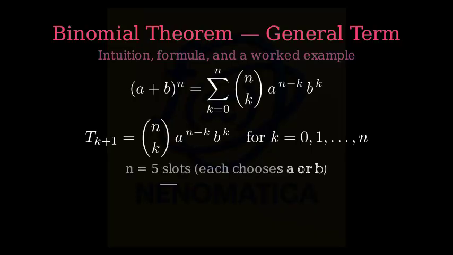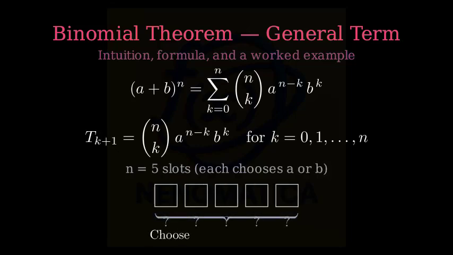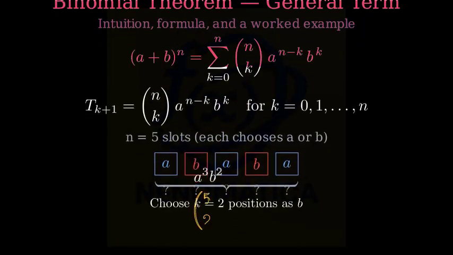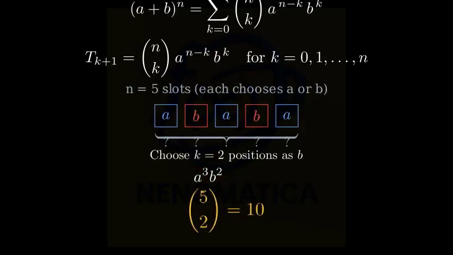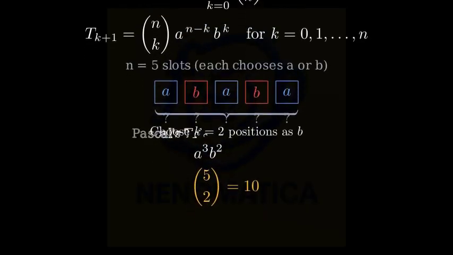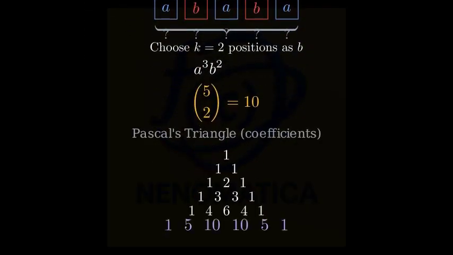We'll mark 2 positions as b, and the other 3 as a. No matter which 2 positions you choose, the product is a to the third times b squared, and the number of ways to choose those positions is 5 choose 2. Those binomial coefficients also line up in Pascal's triangle. Each number is the sum of the two above it. This quickly gives the coefficients of (a + b)^n for small n.